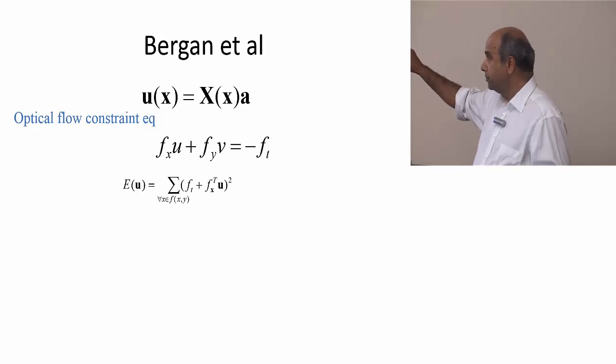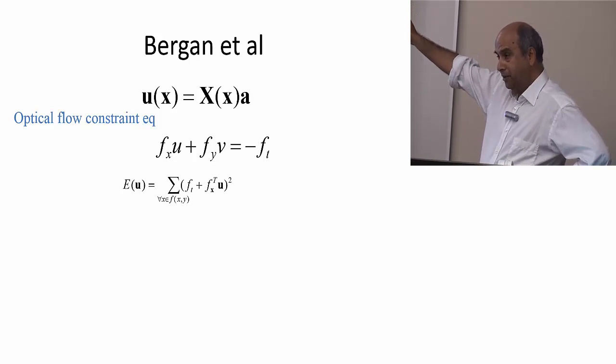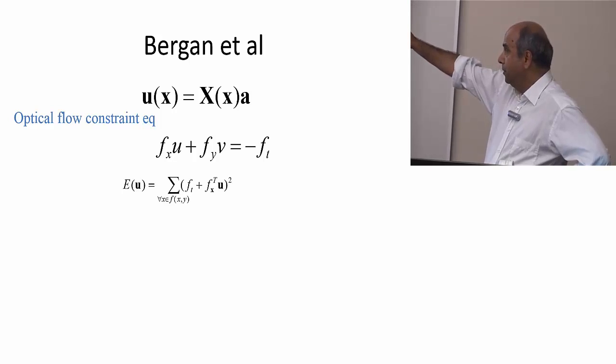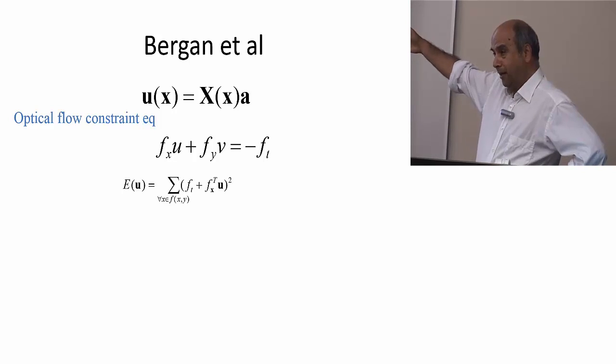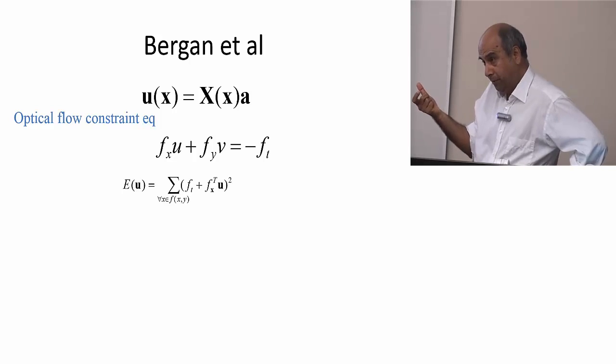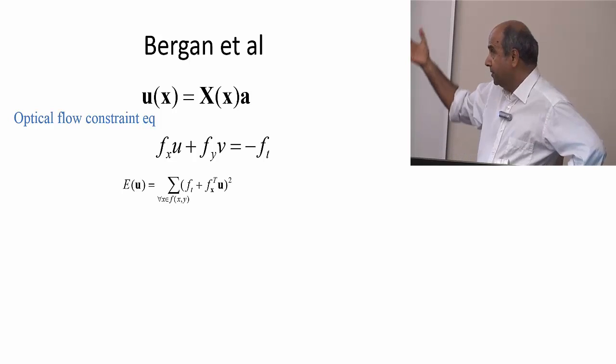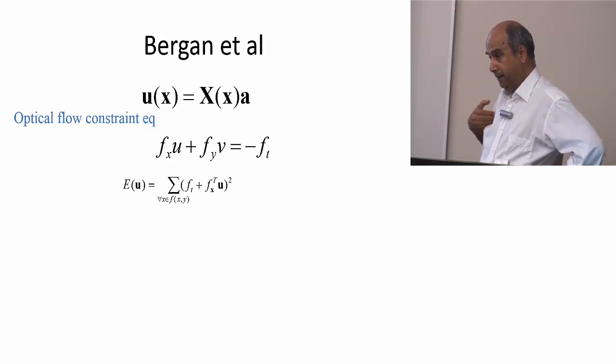So if the u and v are correct, then this has to be 0, right? Up to here is like Lucas-Kanade. E of u is an error. Ideally the error will be 0, so we want to minimize that error. That's E of u, we just name it like that.